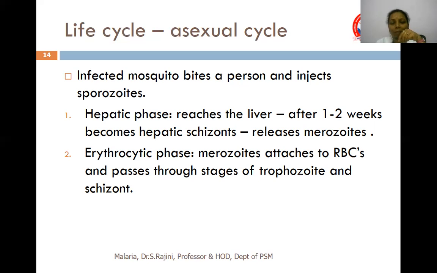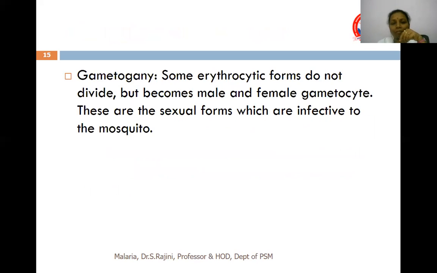What is happening in the liver we call the hepatic phase, and what is happening in the RBCs we call the erythrocytic phase, where the merozoites attach to the RBCs and pass through the stages of trophozoite and schizont. Okay, so these two stages later develop. Gametogony: some of the erythrocytic forms do not divide but become male and female gametocytes. Here lysis of the RBCs occurs. That's why we say after malaria the patient may be anemic, because lysis of RBCs happens in the malarial infection.